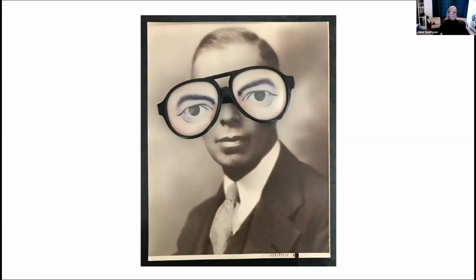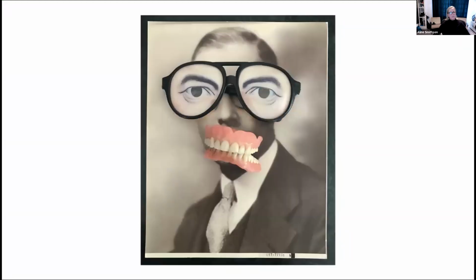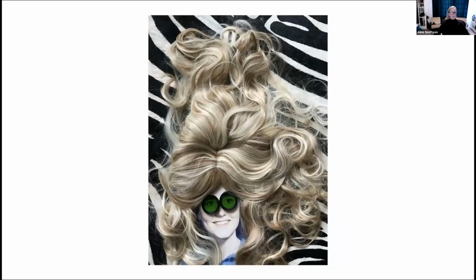This is a found portrait of a man. I added glasses. I added a smile. I added dentures. I added my Rolleiflex lens. And then for this one, I had a portrait of a young woman. I laid it on my floor. I just happened to have a blonde wig I put on her and used 2 of my Rolleiflex filters as sunglasses and just had fun. I've never put this out in the world. This was more for me. And I literally shot this with my cell phone.